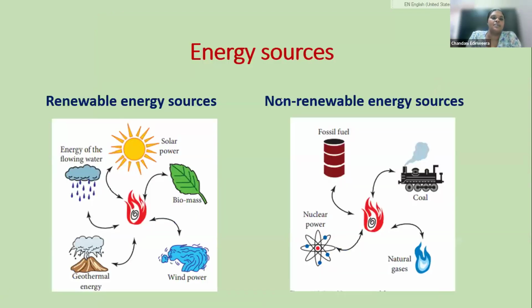So the energy sources we can divide into two: the renewable energy sources and the non-renewable energy sources. The very early people mainly used the non-renewable energy sources, right? The petrol, the diesel, nuclear power, the natural gases, coal, those things. But now people know that if we use only the non-renewable energy sources, we will face a problem. Why? It is gradually decreasing. So it's really important to find another method, so that they are using the renewable energy sources.